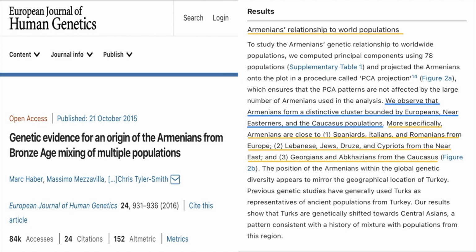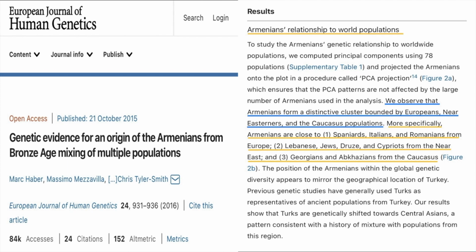We observe that Armenians form a distinctive cluster bound by Europeans, that makes sense, Near Easterners, and the Caucasus populations, that makes sense as well. More specifically, Armenians are close to Spaniards, Italians, and Romanians from Europe. So all those are European populations, non-Semitic, makes sense. Lebanese, Jews, Druze, and Cretans from the Near East. So that's interesting. And Georgians and Abkhazians from the Caucasus. That makes sense as well. This, by the way, is from Genetic Insight for an origin of the Armenians from Bronze Age mixing and multiple populations.